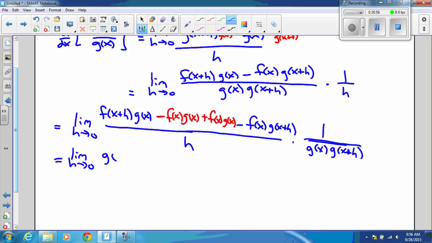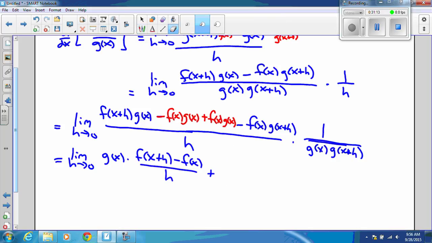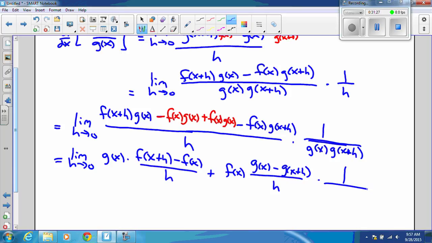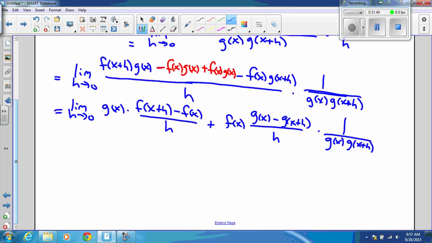And now we're going to do several steps at once because you guys have seen this enough. We're going to rewrite this as g of x times all over h. And we're going to write this as, well actually let me leave the algebra part alone. f of x times g of x minus g of x plus h all over h. And so here I did the splitting and the factoring, all of the algebra stuff at once. Yes, thank you. So that's the algebra. Now let me do the calculus part.